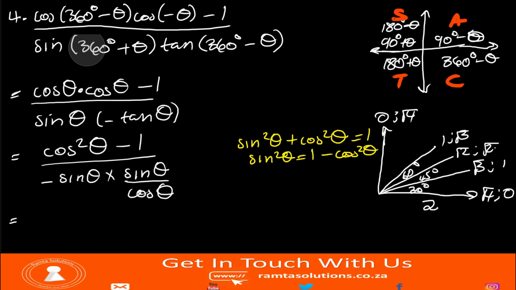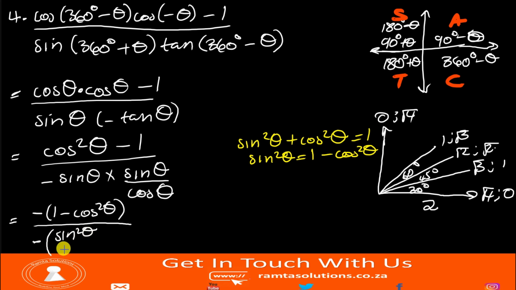When I try to simplify it, I will take negative as a common factor. So when I take negative as a common factor, what do I have? I have 1 minus cos square theta. Can you now see? Negative multiplied by positive 1 is negative 1. Negative multiplied by negative is positive. Hence, it's positive cos square theta. So we are okay. In the denominator, what do we have? We have sine square theta. I'm going to put it in a bracket. We have negative sine square theta over cos theta.